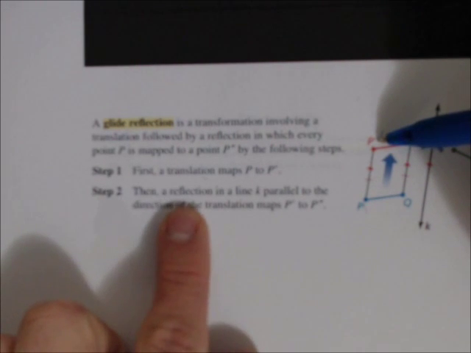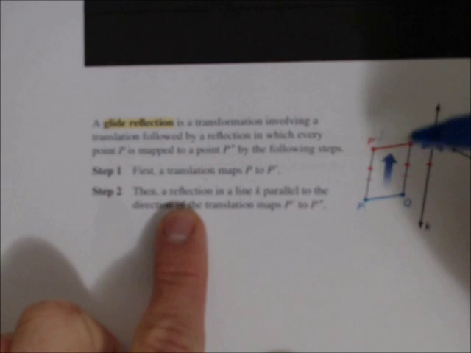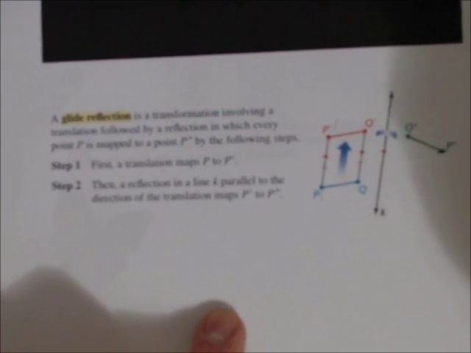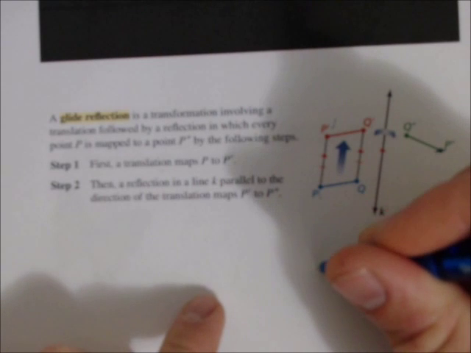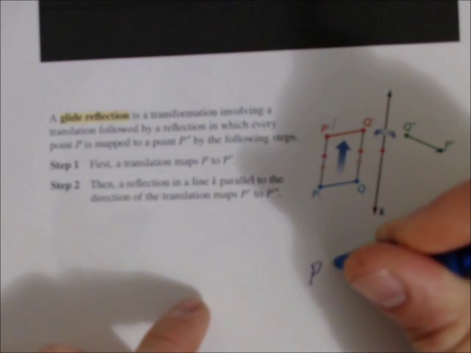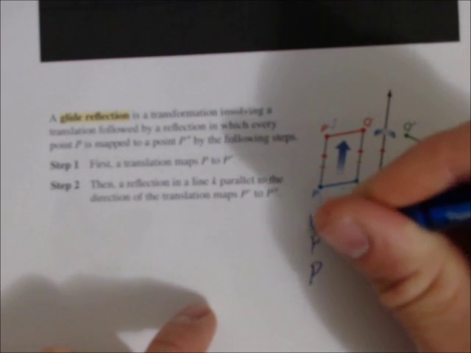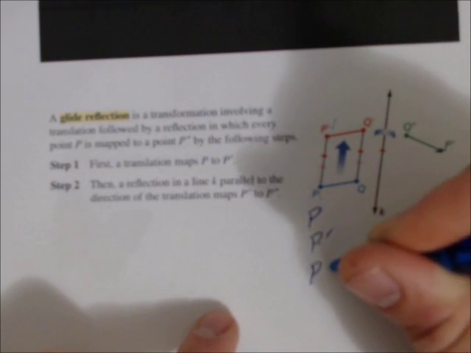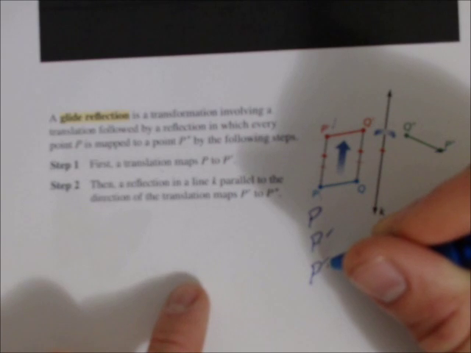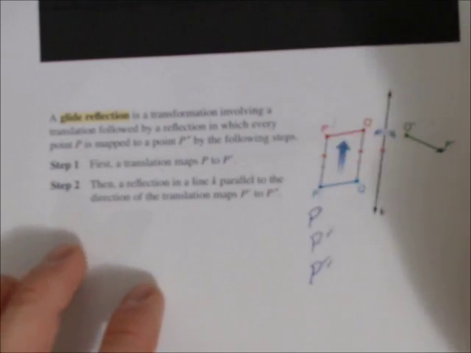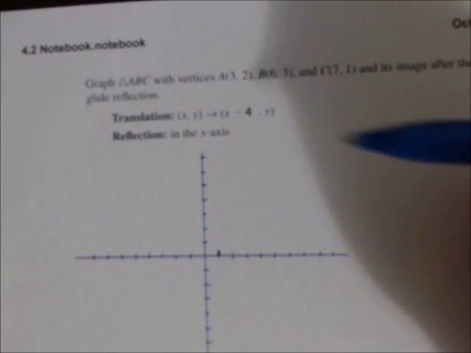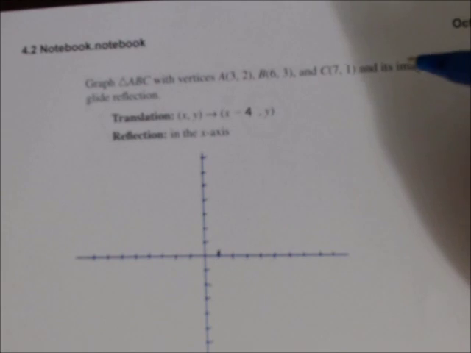And then second, it's a reflection that maps P prime onto what we call P double prime. The second image is just going to have two prime notations. So we'd have our original figure, our image, and then our second image after undergoing the reflection. Now let's move on to the next example, which is an example of a glide reflection.